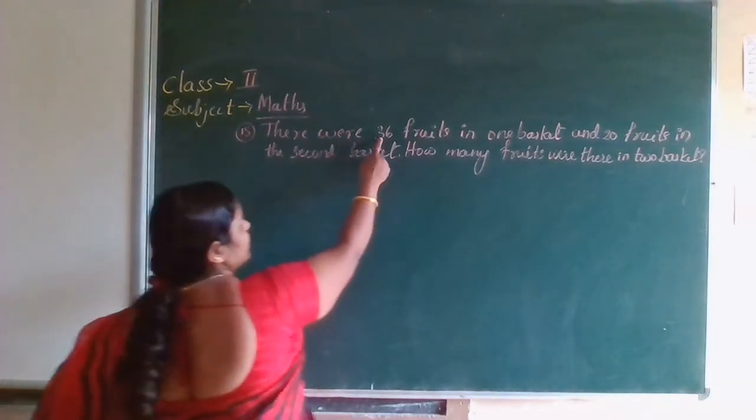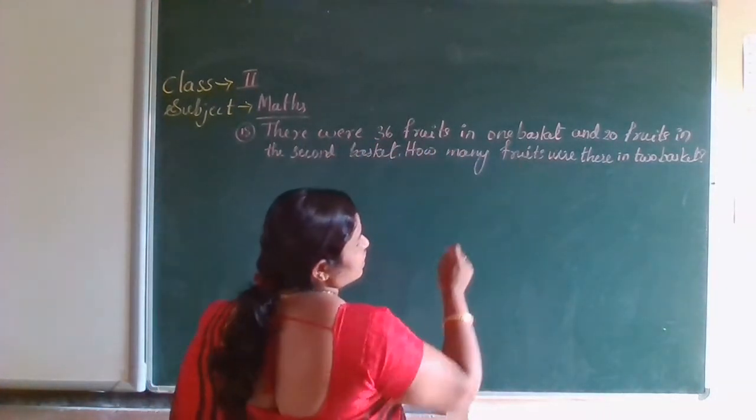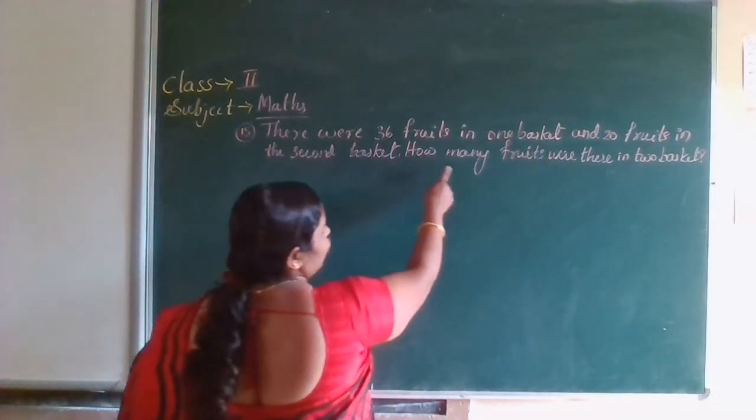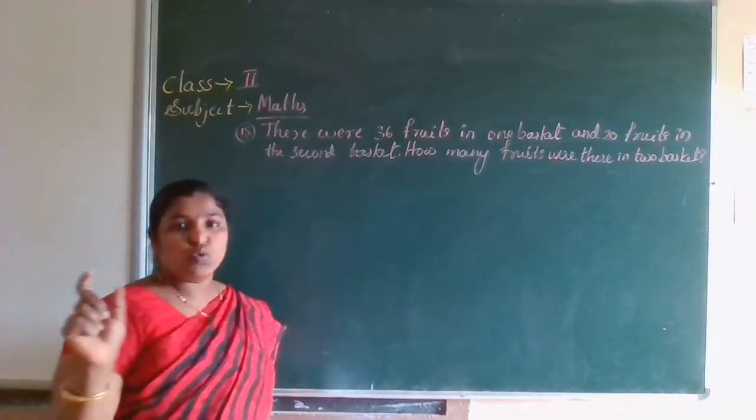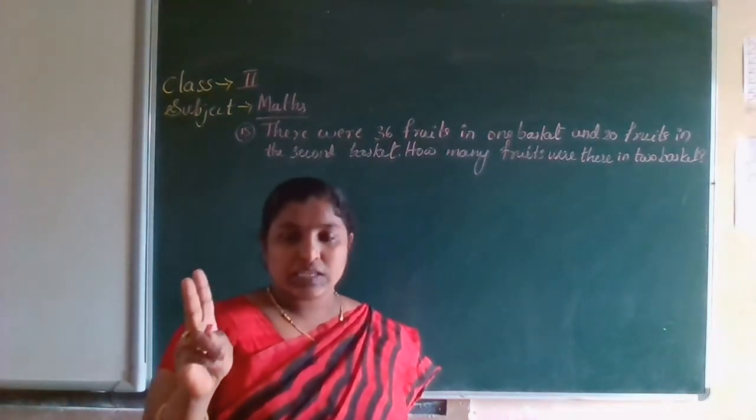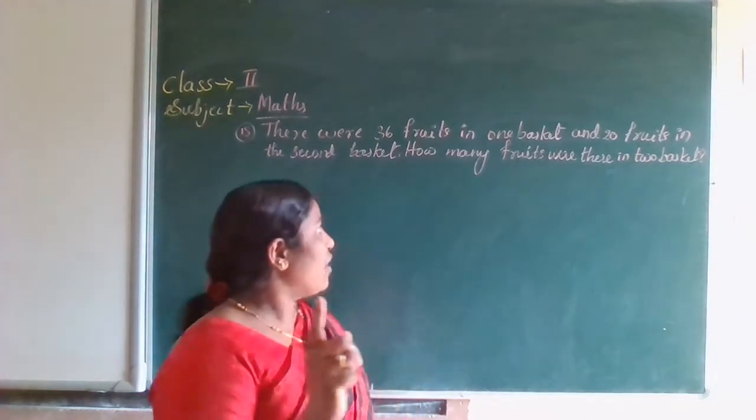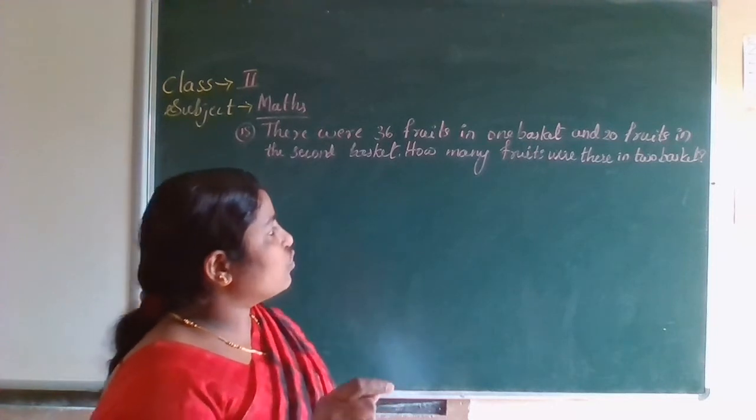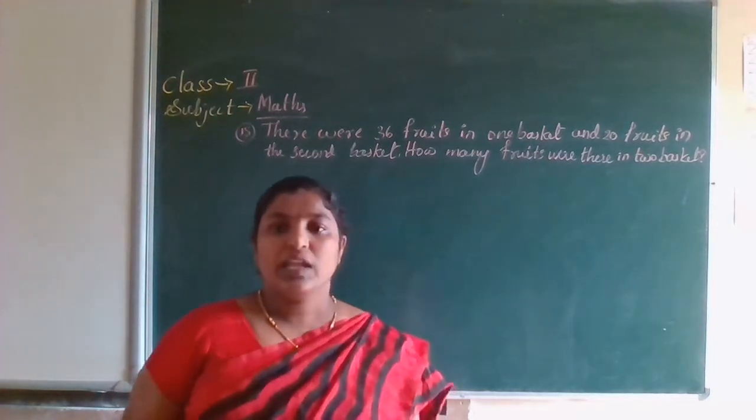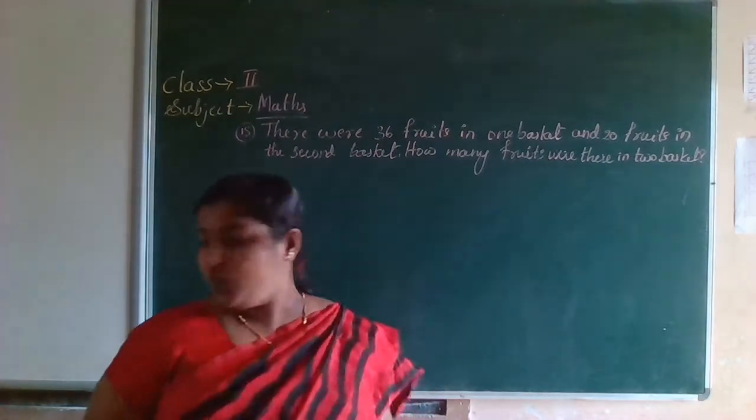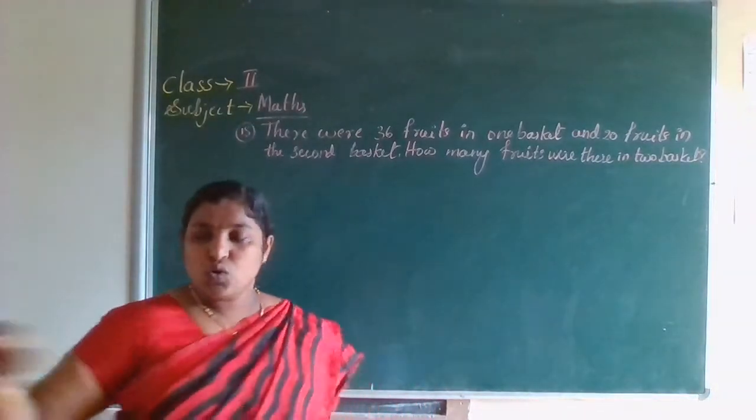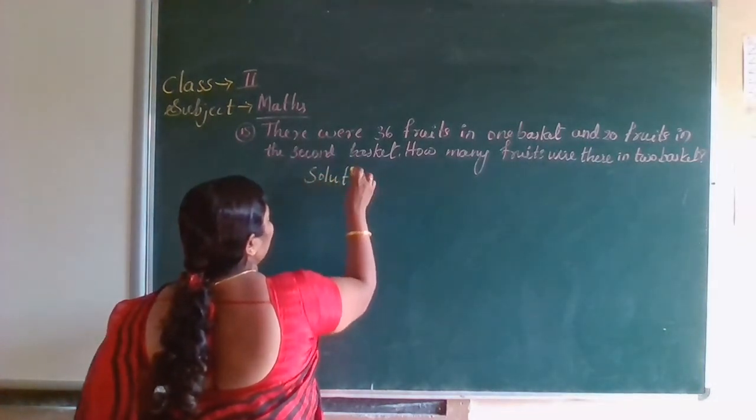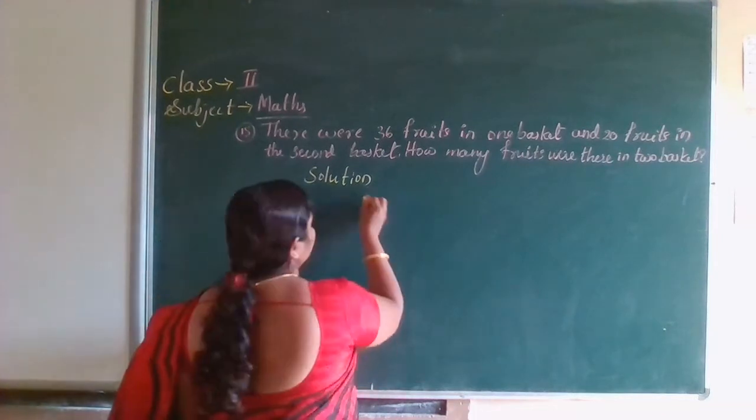There were 36 fruits in one basket and 20 fruits in the second basket. How many fruits were there in two baskets? Okay, there are two baskets. First basket is having 36 fruits and in second basket 20 fruits. So how many fruits were there in two baskets? So first write solution. Solution. What has been given, that first you should write.